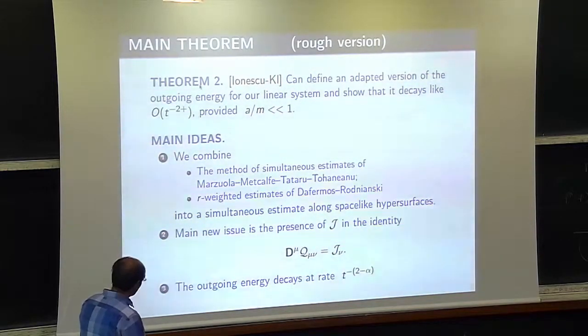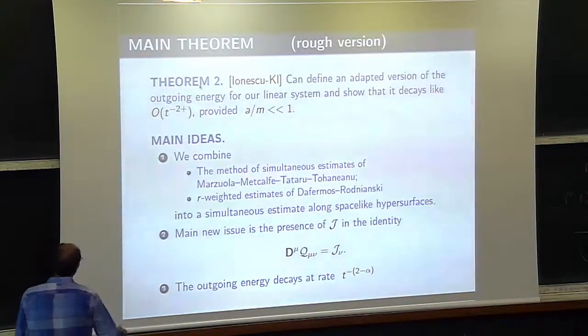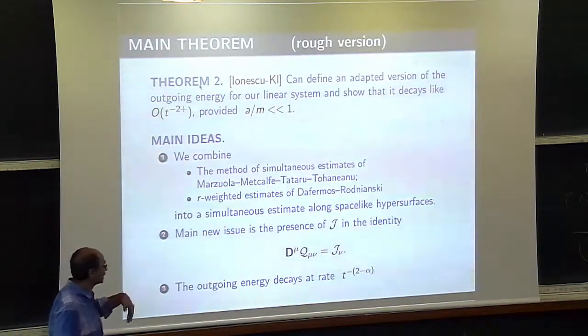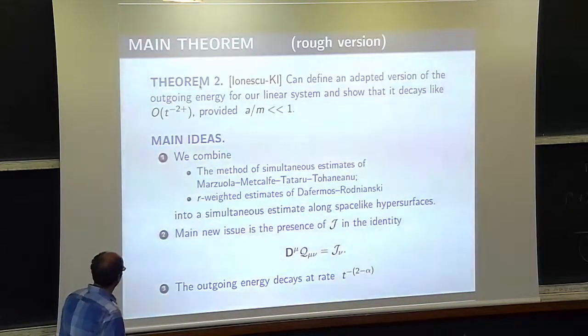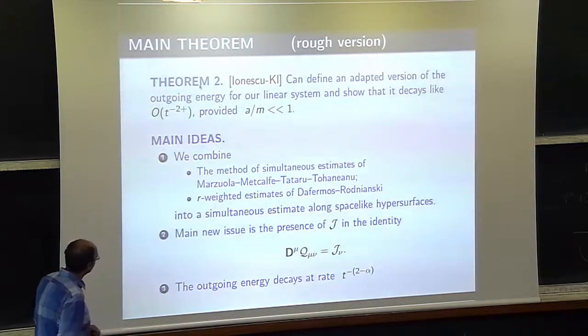All right, so we can define an adapted version of the outgoing energy for our linear system and show that it decays like O of t to the minus 2 plus something, provided that A over M is sufficiently small. So what are the main ideas? We combine the method of simultaneous estimates of Marzuola, Metcalfe, Tataru, and Tohaneanu, which by itself was a way of combining the redshift estimate of Dafermos-Rodnianski with the usual decay due to the trapping.